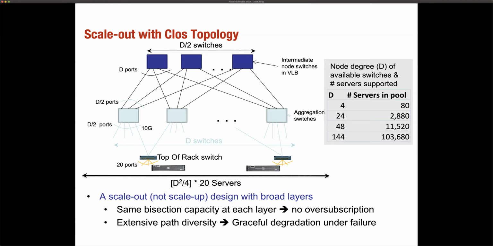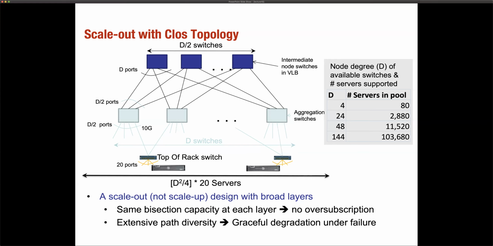One of the unique properties of the Clos topology is that it is a scale-out design, not a scale-up design, which was the case for the previous generation. The bisection capacity at each layer is the same, right? So there is no oversubscription in this type of environment. Say you have a top of rack switch which is connected with two 10G links to the aggregation switches, and it has 20 ports of 1 Gbps links to the servers. Then 20 Gbps is the max requirement and 20 Gbps is the max bandwidth that it can support. So the oversubscription ratio is 1:1, which means that there is no oversubscription in this case, right?